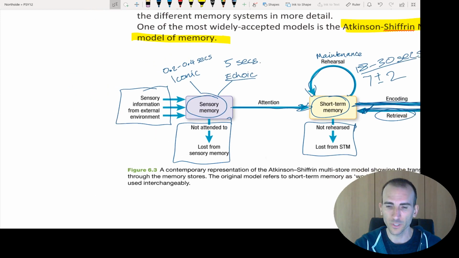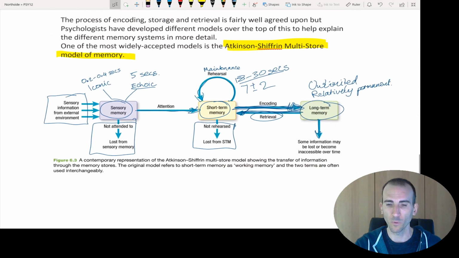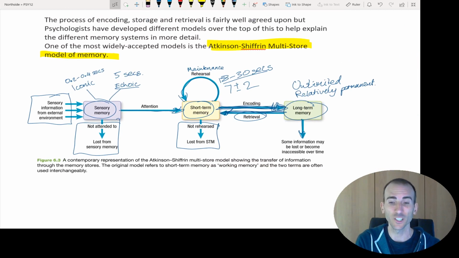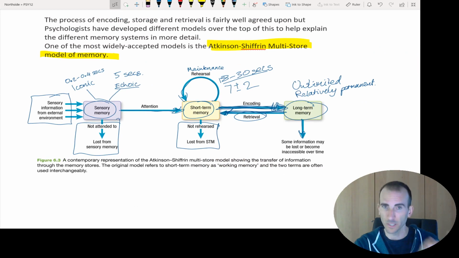Okay, a lot of stuff in there. We're going to be learning quite a bit more about the Atkinson-Shiffrin Multistore Model of memory. We're going to be looking at those three different stores: sensory memory, short-term memory, and long-term memory. And we'll come back to this again and again, because this structure, this model, this framework is how we will be thinking about memory going forward. Get into it, and I hope you find it as interesting as I do.